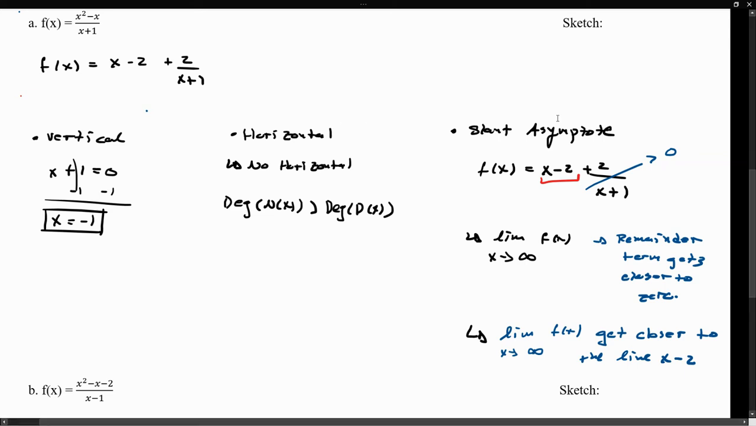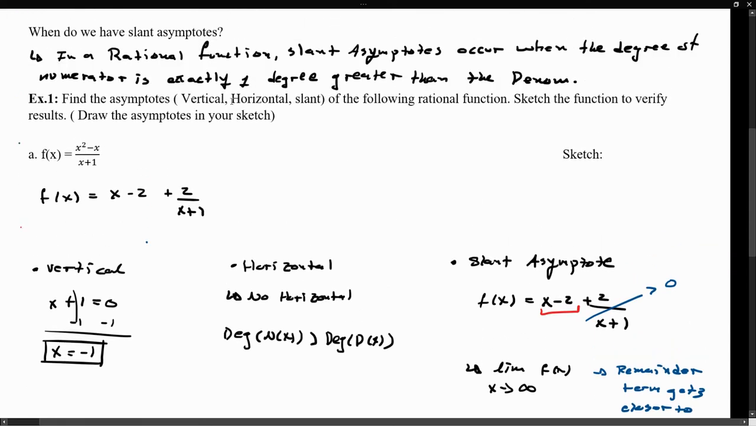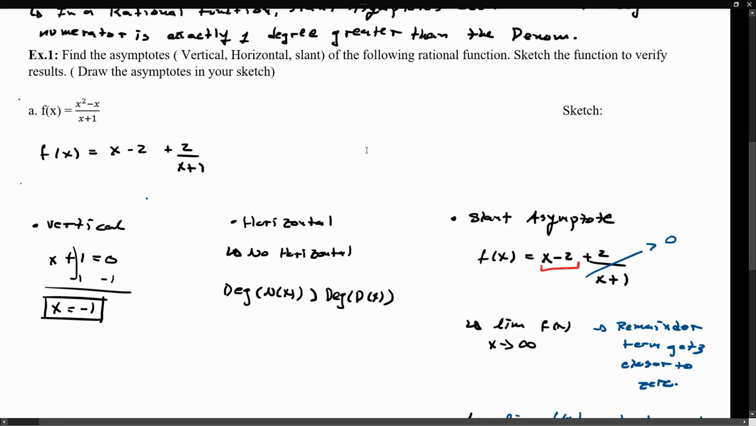So anytime we suspect that we have a slant asymptote, and again, slant asymptotes only occur when the numerator is exactly 1 degree larger than the denominator, the remainder term is always going to disappear, or go close to 0. And what is left here is always going to be the line of your slant asymptote. And let's see if that is true. So let's actually sketch this.